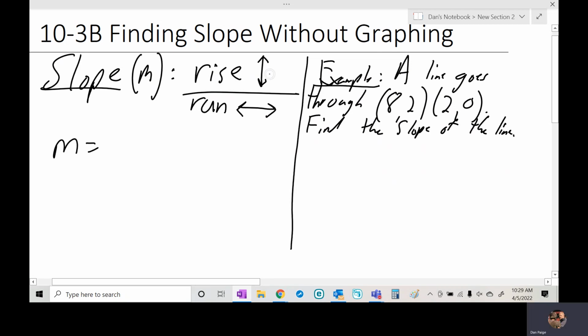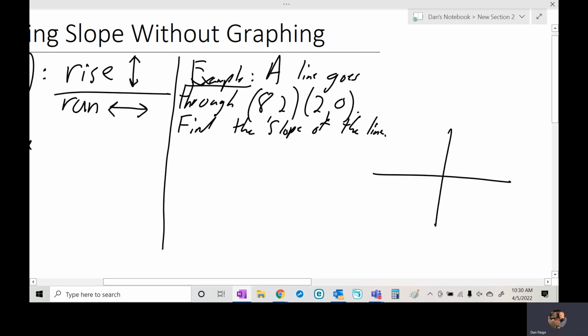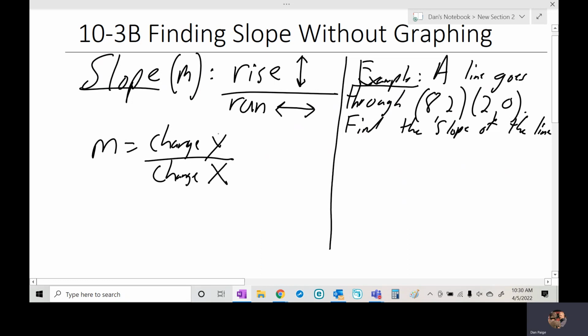We also called slope the change in how much it goes up and down. On the graph, which letter talks about up and down? Which axis goes up and down? Does the X? The Y. The Y axis does. So the rise, we can say that it's a change in how much it goes up and down, or a change in the Y, over the change in how much it goes left and right, or a change in the X.